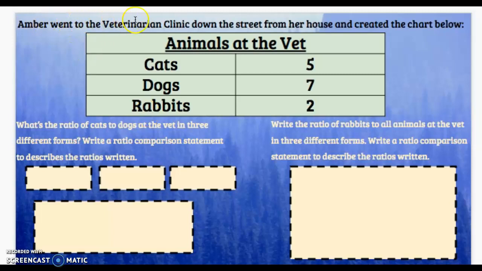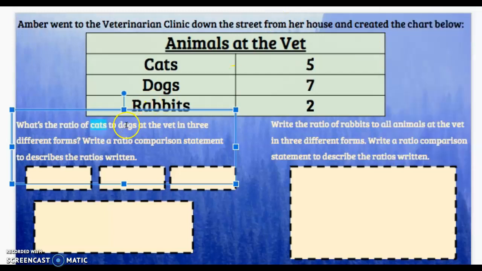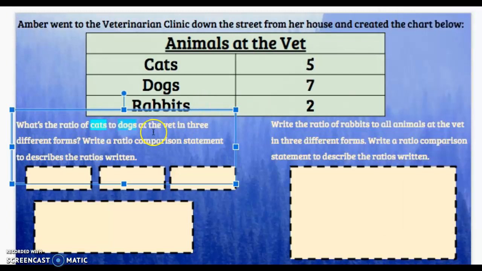So Amber went to the veterinarian clinic down the street from her house and created the chart below. At the clinic, there were 5 cats, 7 dogs, and 2 rabbits. The first part is, what is the ratio of cats to dogs at the vet in 3 different forms? Then it says write a ratio comparison statement to describe the ratios written.